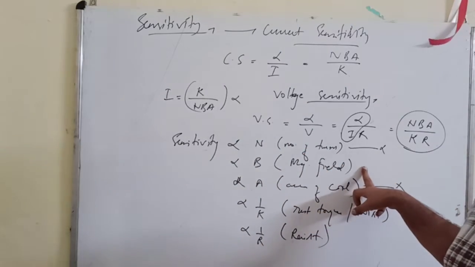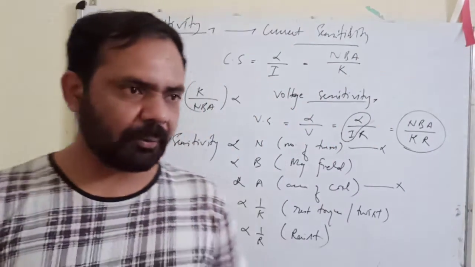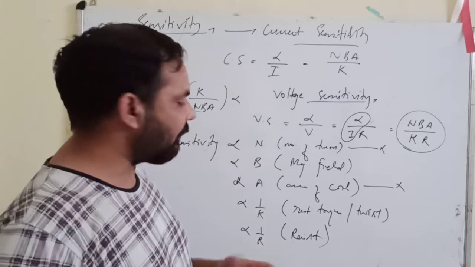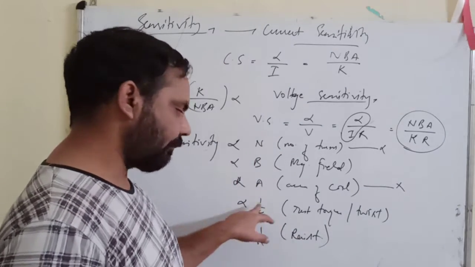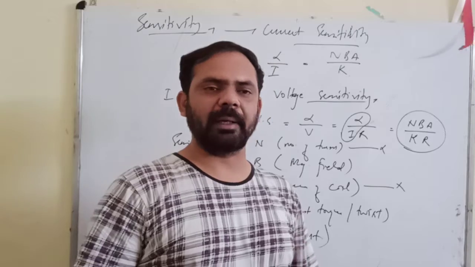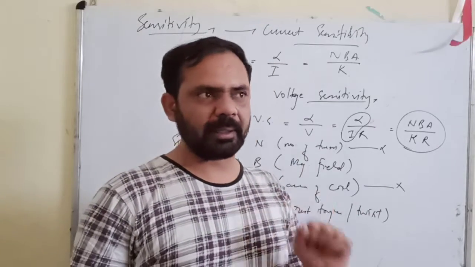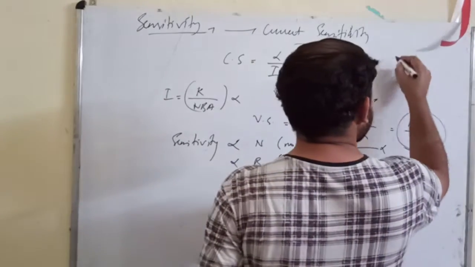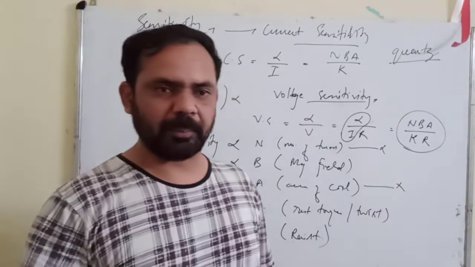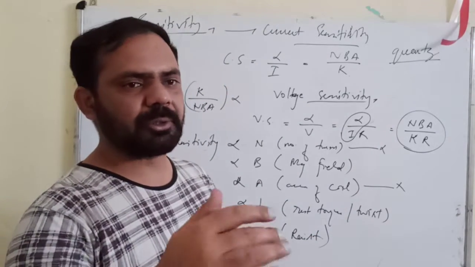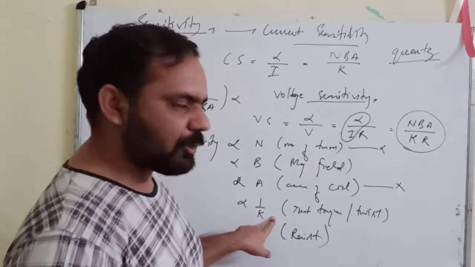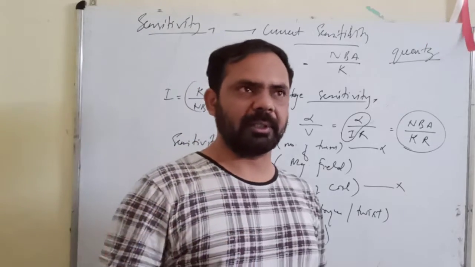So what we do is use a strong magnet. The major thing that we can do to increase the sensitivity is decrease this K. We decrease the value of K, and for that purpose we use phosphor bronze wire because its K value is small. There is another material called quartz, whose K value is even smaller than phosphor bronze wire. That's why we use the phosphor bronze wire or the quartz wire, so that our galvanometer becomes more sensitive.